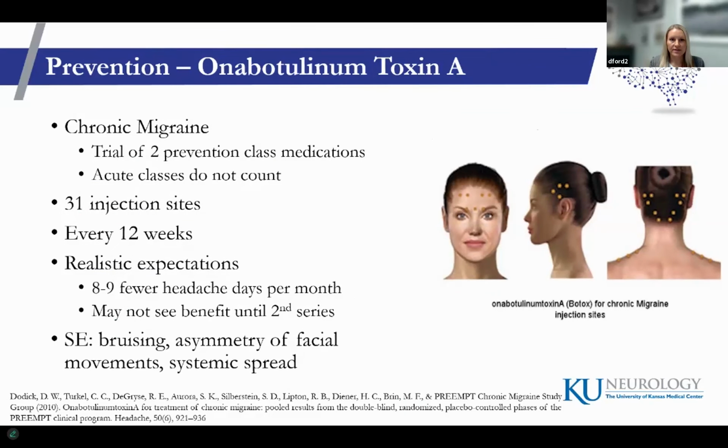So other prevention methods, Botox, a lot of people are familiar with Botox. So 31 injections at the sites you see there every 12 weeks. Again, realistic expectations, 8 to 9 fewer headache days per month. So 6 fewer days with placebo. But again, that builds over time. And I do feel that continues to do better. And we do recommend at least 2 series. Next slide.